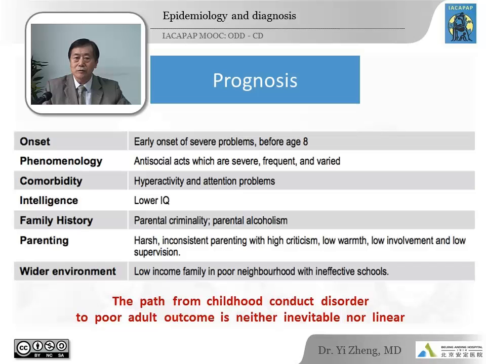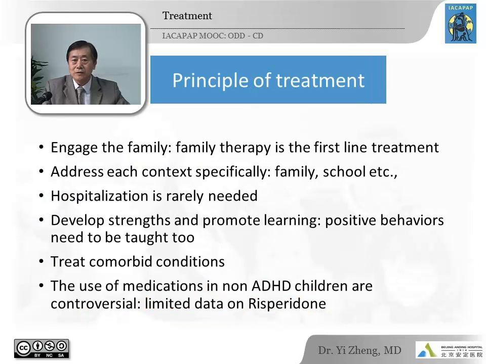The path from childhood conduct disorder to poor adult outcome is neither inevitable nor linear. However, there are factors predicting a poor outcome. These factors are early onset of several problems, typically before 8, several and frequent antisocial acts, having ADHD as a comorbidity, lower IQ, parental criminality or alcoholism, lower family income, and ineffective schooling.